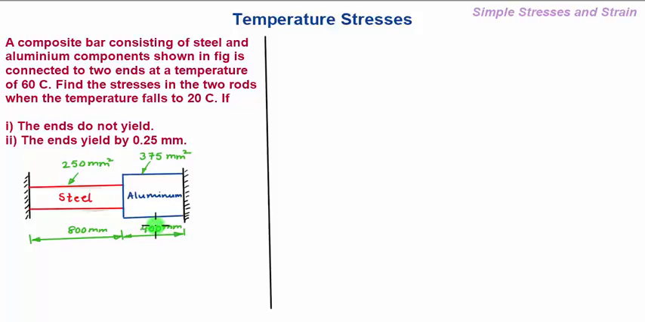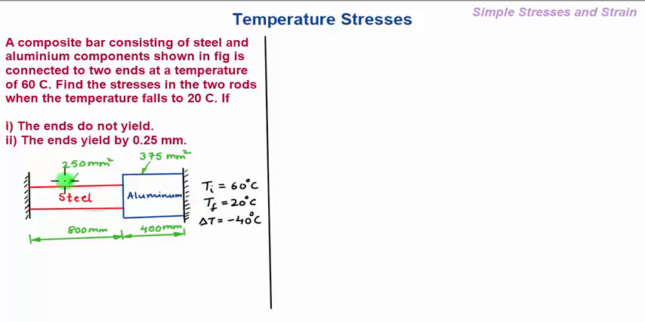Now it is given that initially the bar system, steel and aluminum, is at temperature Ti equal to 60 degrees centigrade. What they have asked is when the temperature falls to 20 degrees centigrade, so we have delta T equal to 20 minus 60, which is minus 40 degrees centigrade, meaning that the steel and aluminum bar system has been cooled by 40 degrees centigrade. So when that happens, we have been asked to find the stresses in the two rods, that is in the steel rod and the aluminum rod, for two cases. In the first case, when the ends do not yield, that means the two ends are rigid, whereas in the second case the ends yield by 0.25 mm.